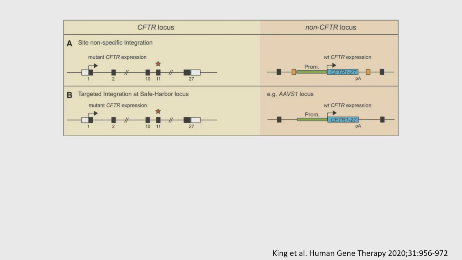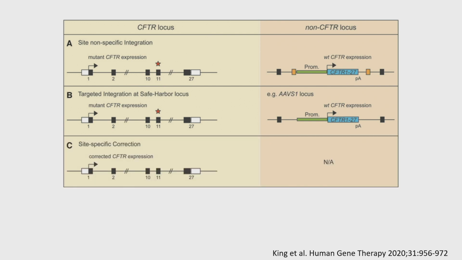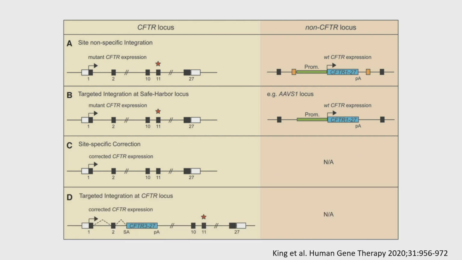Then you can have targeted integration at a safe harbor locus. So basically you have something set up to go to a location that we know does not cause harm and is not going to create that oncogenesis risk. So now we integrate at that safe space. At the non-CFTR locus, on the right here, we're going somewhere we're not causing harm and we can get that CFTR producing itself well. And then with site-specific correction, you can see that the star above exon 11 is gone, because now we've fixed the one mutation that's causing CF in this particular allele.